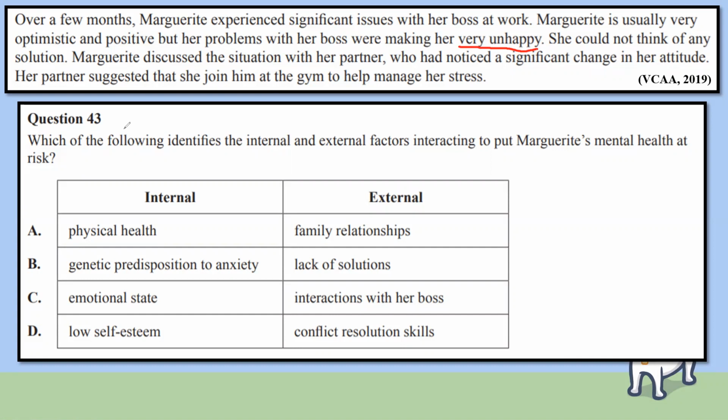Okay, so anyway, question 43. This is basically testing your knowledge of internal and external factors that influence mental health. It says, which of the following identifies the internal and external factors that are interacting to put, again, keyword interacting there, Marguerite's mental health at risk. So when I look at the words very unhappy, that will be an internal factor. It's relating to her emotional state. So if you picked up on this word and matched it to the options given under the internal box, you should have automatically chosen option C.